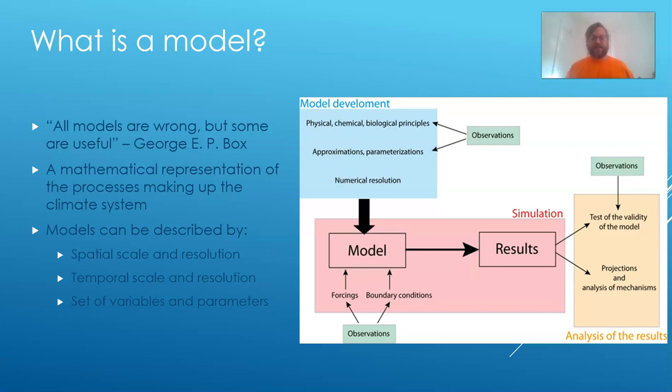And when we look at models, one good way to distinguish different sorts of models is to look at these three features that I've listed in the third bullet point there. We can look at the spatial scale and resolution of the model, the temporal scale and resolution, and the set of variables and parameters that are in it. So the spatial scale and resolution, right? Spatial means having to do with geographical space. So how big of an area is this model covering? Is this a global model that's trying to model the entire Earth? Or is this a regional model that's just looking at one part of the Earth?